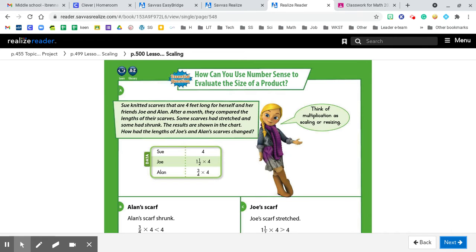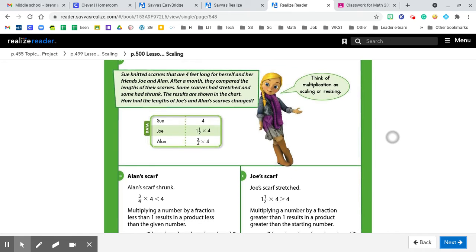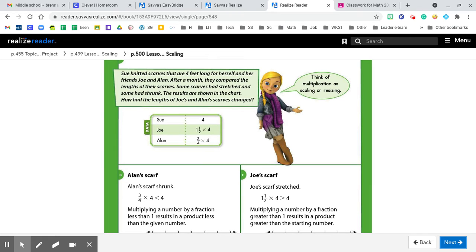Okay, how can you use number sense to evaluate the size of a product? So this is when you're using your thinking strategies here. So Sue knitted scarves that are 4 feet long for herself and her friends Joe and Alan. After a month, they compared the length of their scarves. Some scarves had stretched and some had shrunk. The results are shown in the chart. How had the lengths of Joe and Alan's scarves changed?